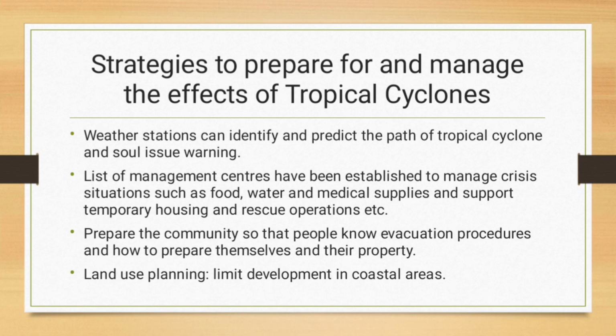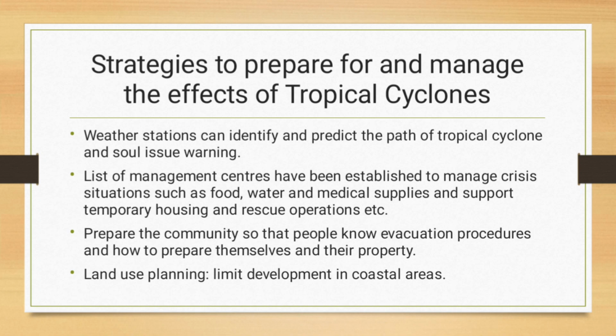So in case there is a shortage of food, water, and medical supplies, whereby people have been injured, they support temporary housing, because indeed the people in coastal settlements are going to lose their houses, and rescue operations, for people who could be drowned in the water. And prepare the community so that people know evacuation procedures and how to prepare themselves and their property. They must prepare the community so that they know the procedure and how they are going to prepare themselves and their property.